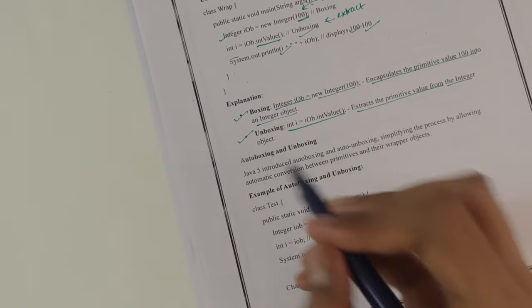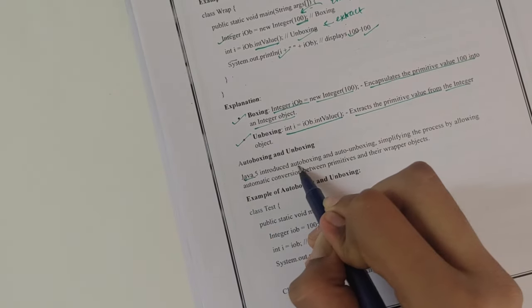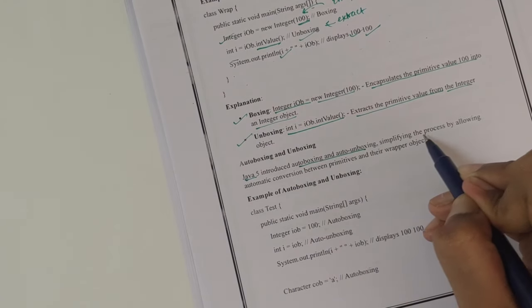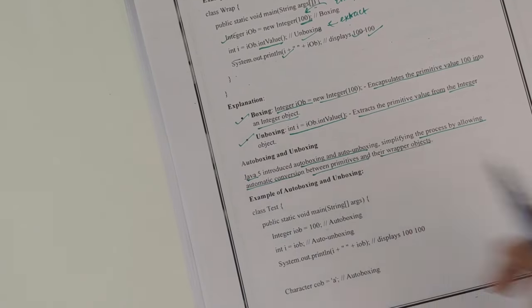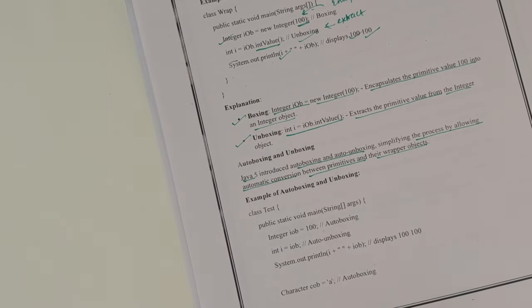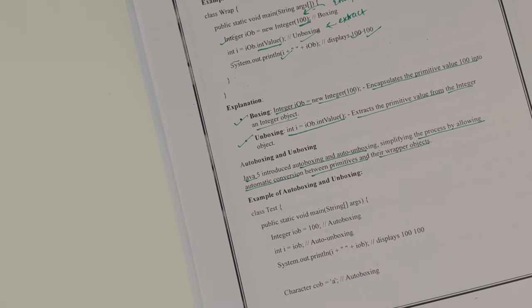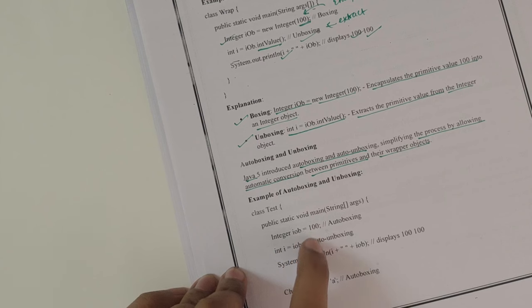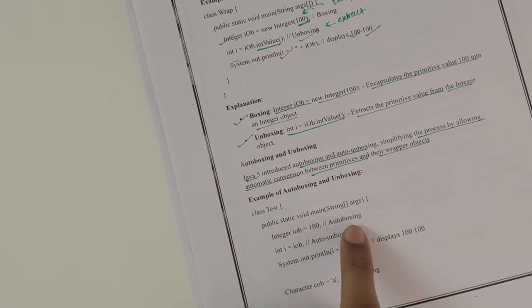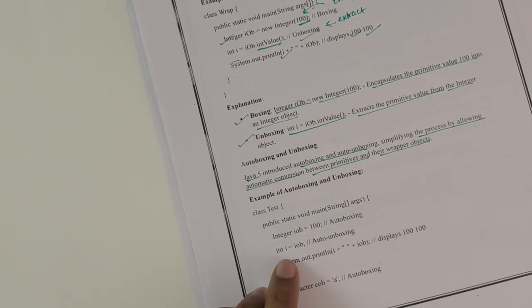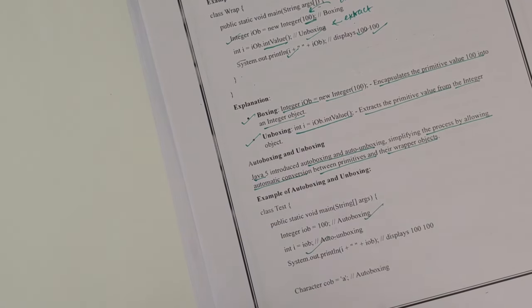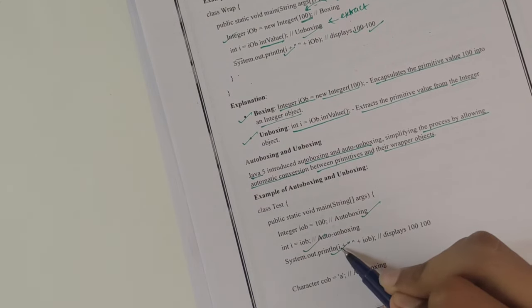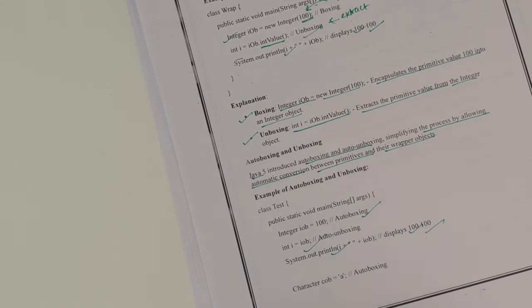What is autoboxing now? The Java 5 version introduced autoboxing and auto unboxing, simplifying the process by allowing automatic conversion between primitive and the corresponding wrapper objects. That means automatic conversion between the primitive and the wrapper object itself. Let's look into an example. Integer iob = 100. That means directly you are doing this, which is nothing but autoboxing, automatic conversion. Next, int i = iob, we are auto unboxing it. Next, we are printing both the values, i plus space plus iob, which displays 100, 100.